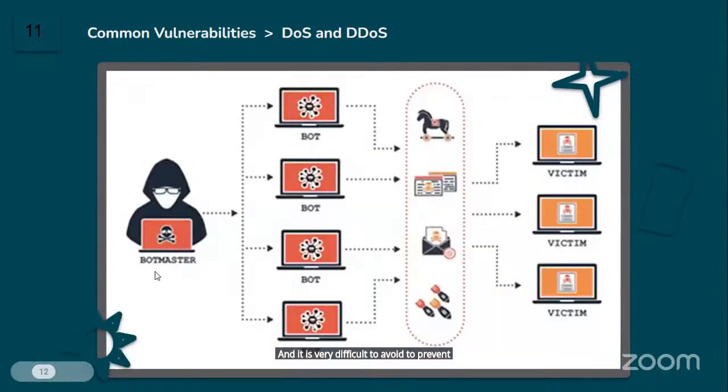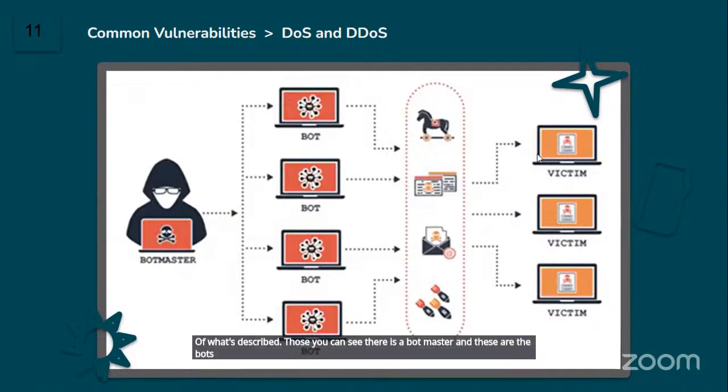So this is the image of what DDoS does. You can see this is the bot master, and these are the bots, and you can see that he is sending a packet or a request to each target victim.